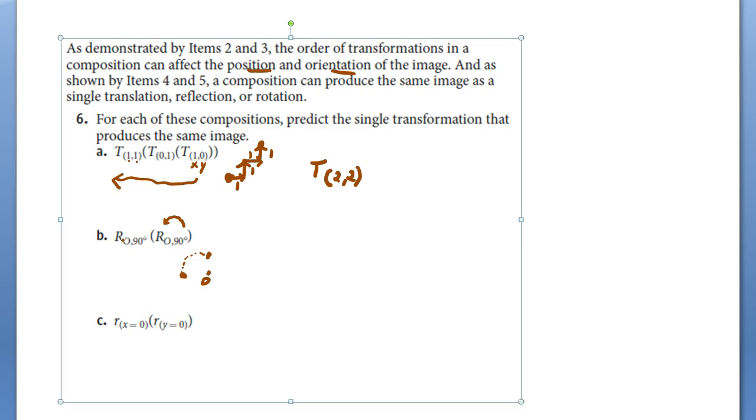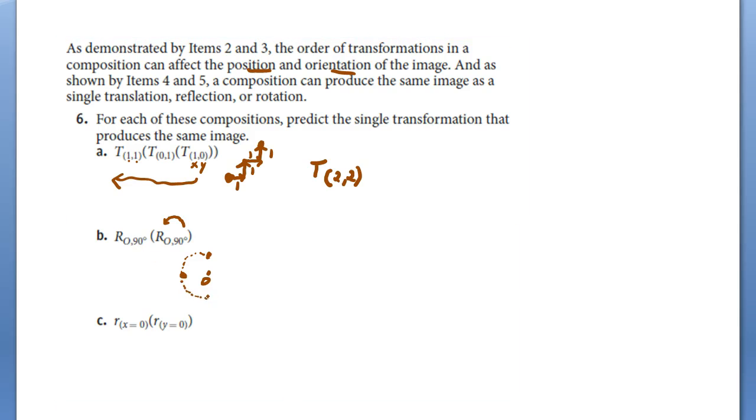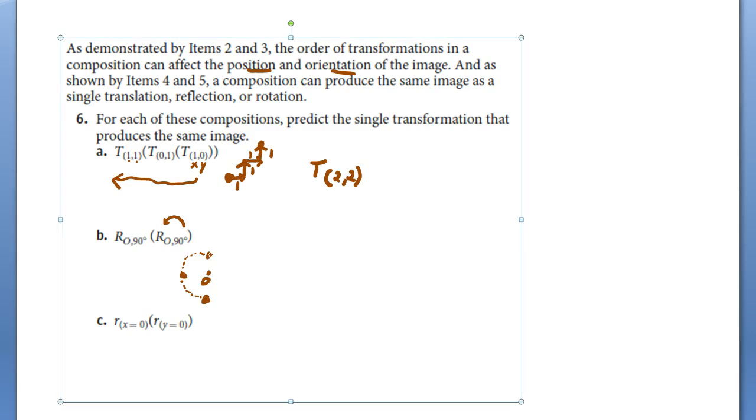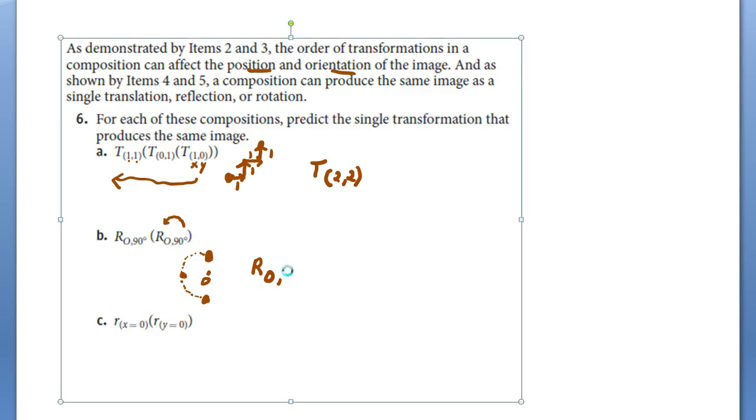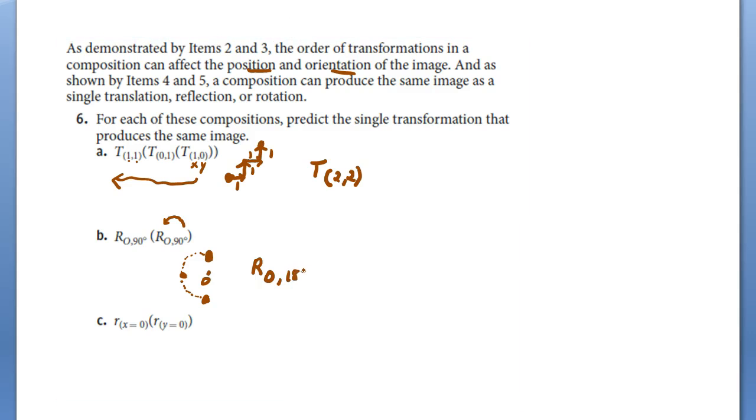And then this image, what we're doing to it is rotating it 90 degrees. So continue in a counterclockwise direction until it gets right there. So here is the original point. After the two rotations, it ends up here. What single transformation would have done this? One possibility is to rotate it around the origin 180 degrees.